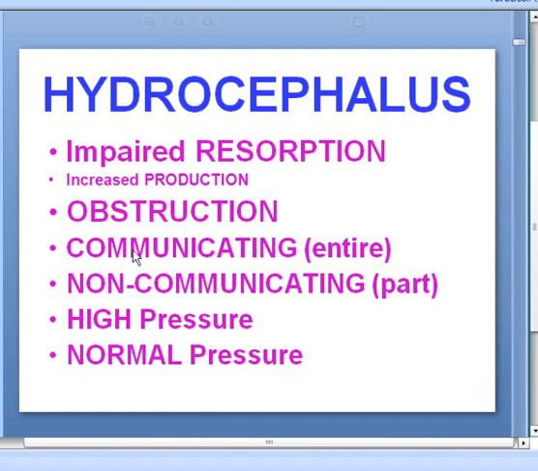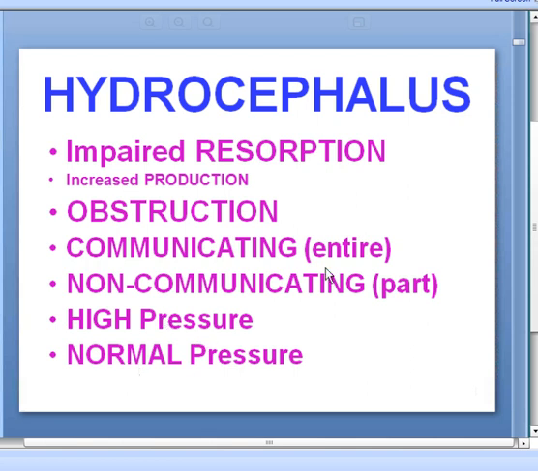If the problem involves the entire CSF compartment, that's a communicating hydrocephalus, isn't it? If the increased pressure or obstruction or problem was only in a part of the CSF compartment because there was an obstruction, that would be a non-communicating, wouldn't it? If the CSF was either being overproduced or there was decreased reabsorption, that would be high pressure, wouldn't it?